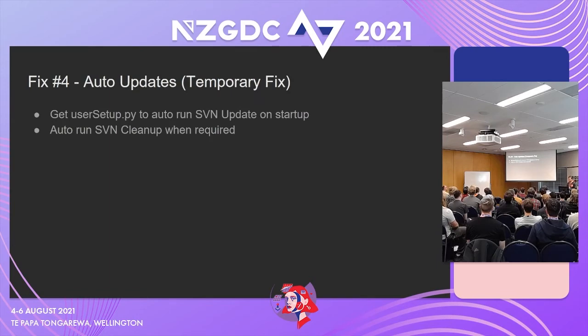Fourth fix, this was temporary, was to do auto updates. So I modified the user setup.py. This is a file that you can store inside the my preferences folder for each user, and I got this to do automatic SVN updates. Ran into a few issues. Sometimes it would fail, and then you had to do an SVN cleanup.